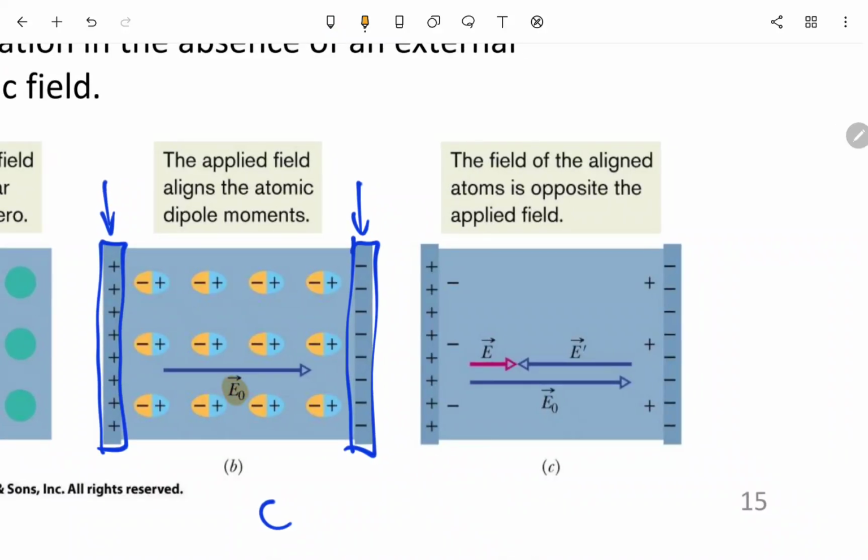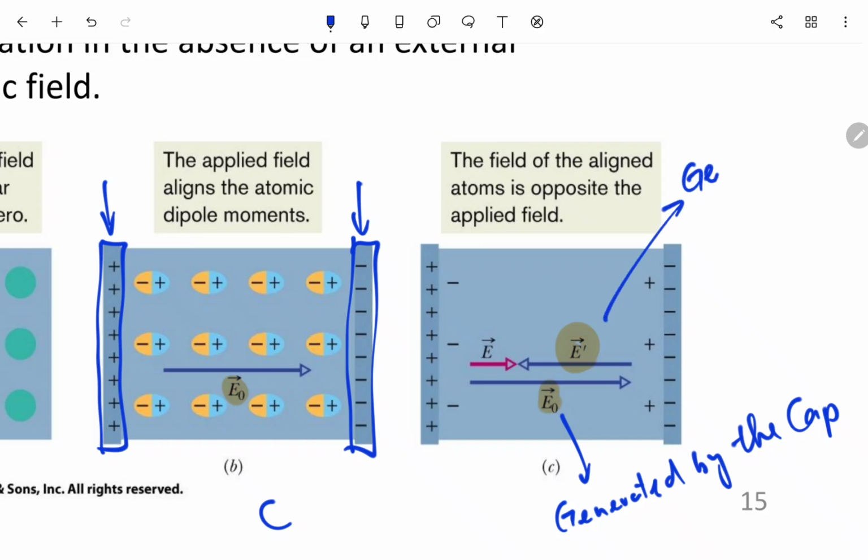of course, this one is the E field, the external E field. This one is generated by the capacitor. And actually here we will have some E prime. E prime is actually generated by the dielectric. Why? Because all these dipoles align to the same direction.